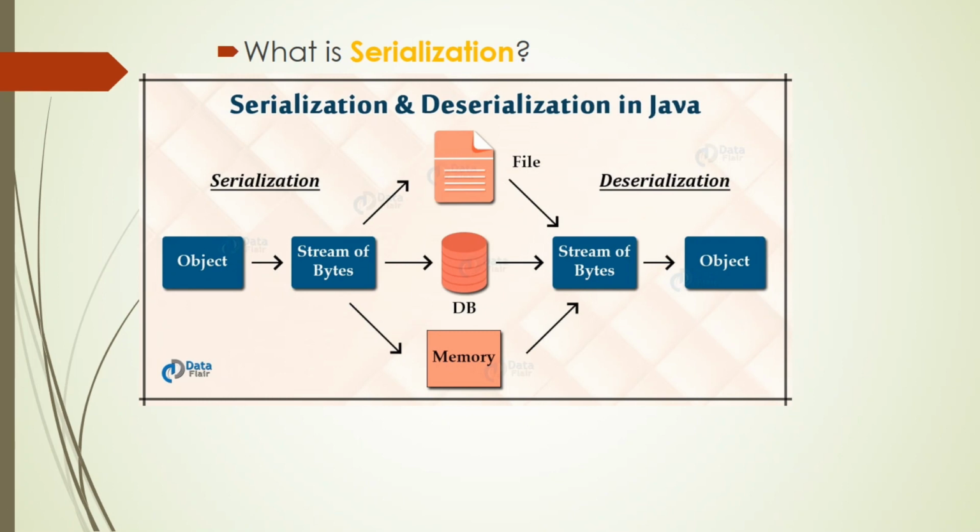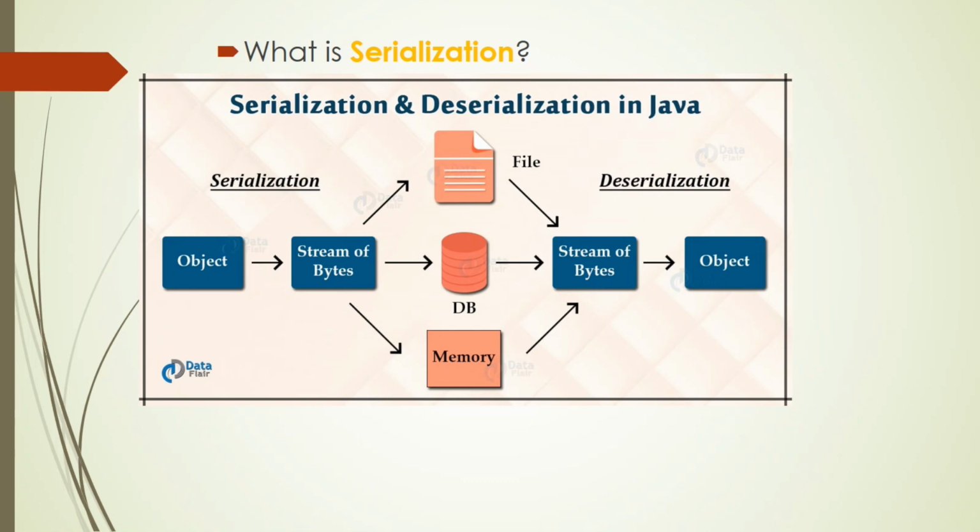And why do we do serialization? Because once we convert that to a stream of bytes, we can send those bytes over the network. We can save that file in a database. Okay, and what is deserialization? The reverse process of this operation is called deserialization.